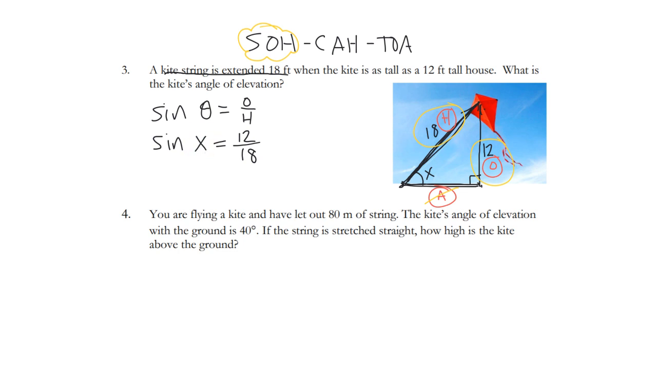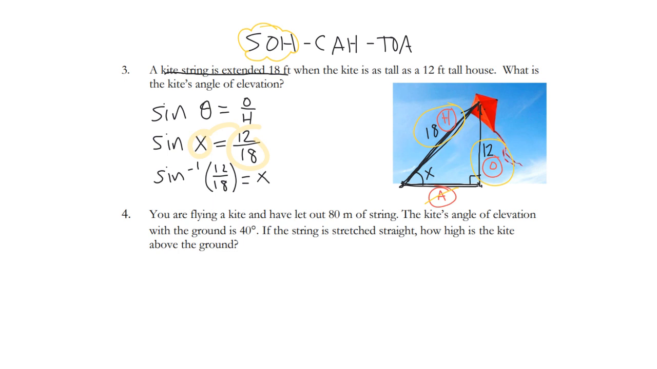So this is when we need to use the switcheroo. We're going to take this and this, and we're going to switch their places and use inverse. So we're going to say sine inverse, switch around. We're going to take our 12 over 18 and say that's equal then to x. Okay, now we're going to use our calculators and use sine inverse of 12 over 18 and find out what our angle is.